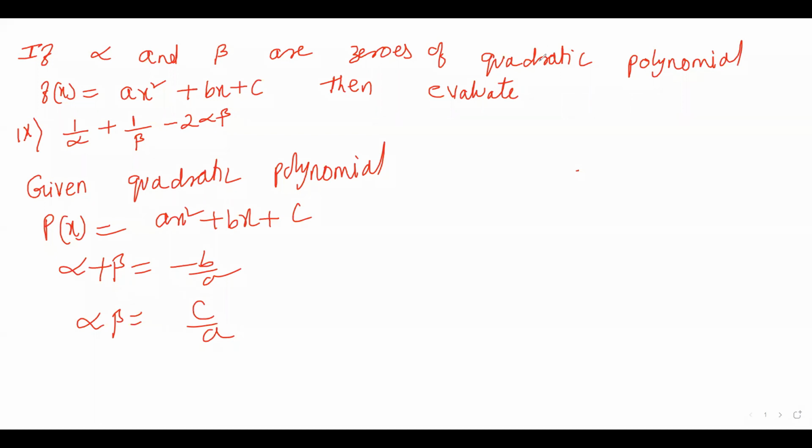The next question is 1 by alpha plus 1 by beta minus 2 alpha beta. Let's write. Take LCM in this part. I'm not including this. Why? Because product of zeros I know is c by a. So I can directly substitute c by a here. So I'm not having any sum and product here.